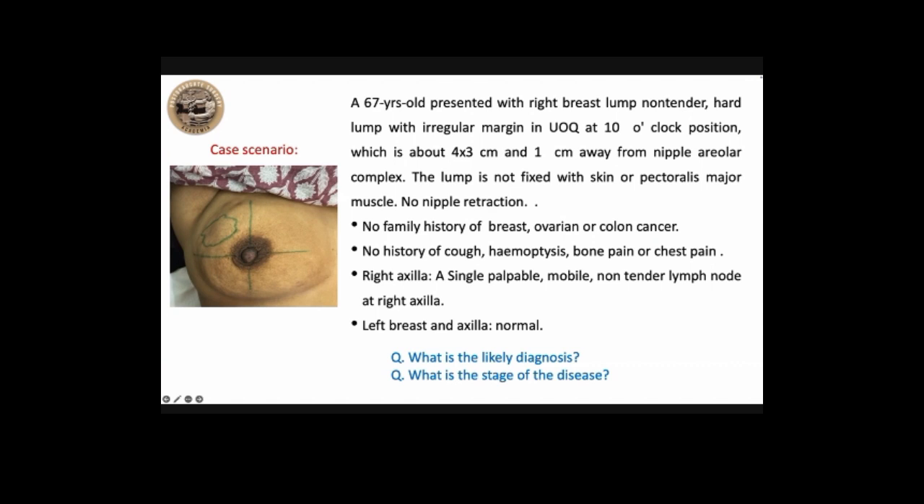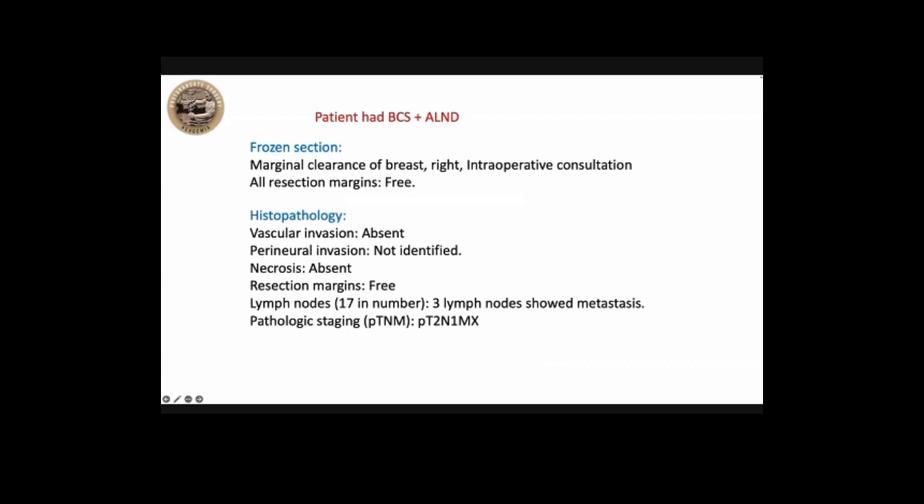Okay, thank you. So the patient had BCS and ALND, with frozen section and margin clearance of the breast, right? Intraoperative consultation, margins were free. Ultimately the histopathology showed vascular invasion and perineural invasion not identified, necrosis absent, resection margin free, lymph nodes 17, 3 lymph nodes showed metastasis, and pathologic staging pT2N1MX.